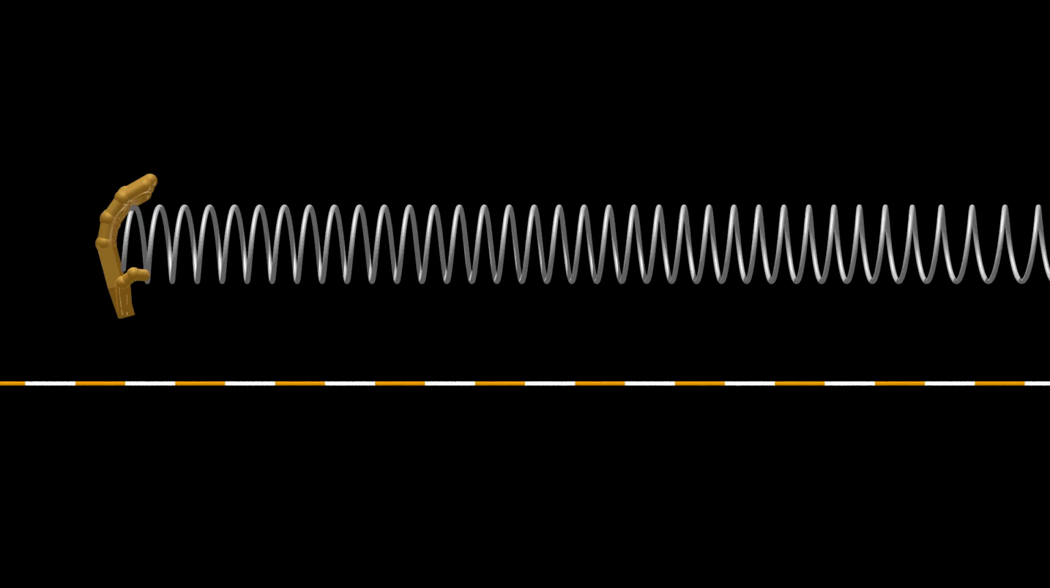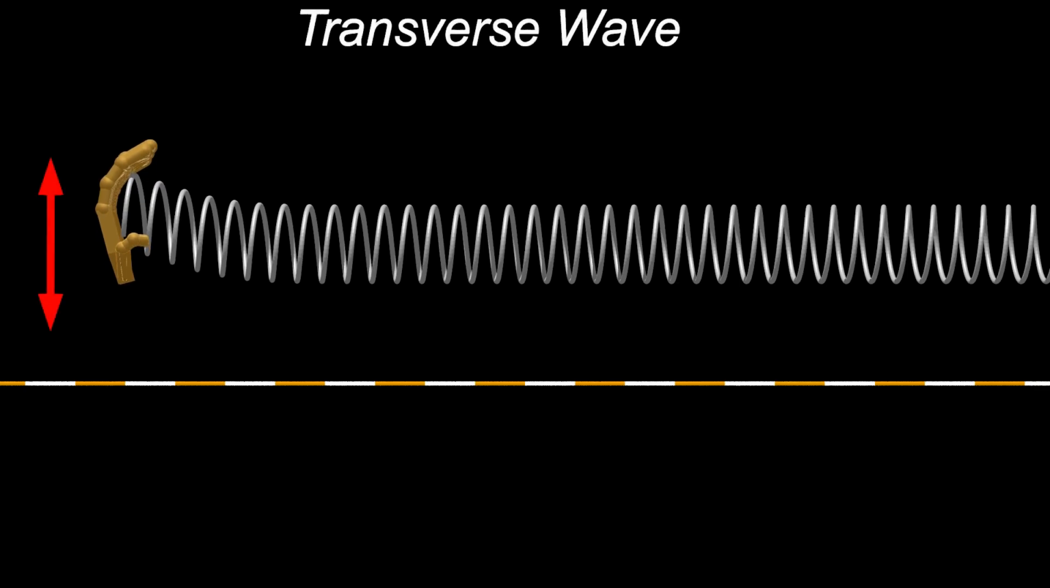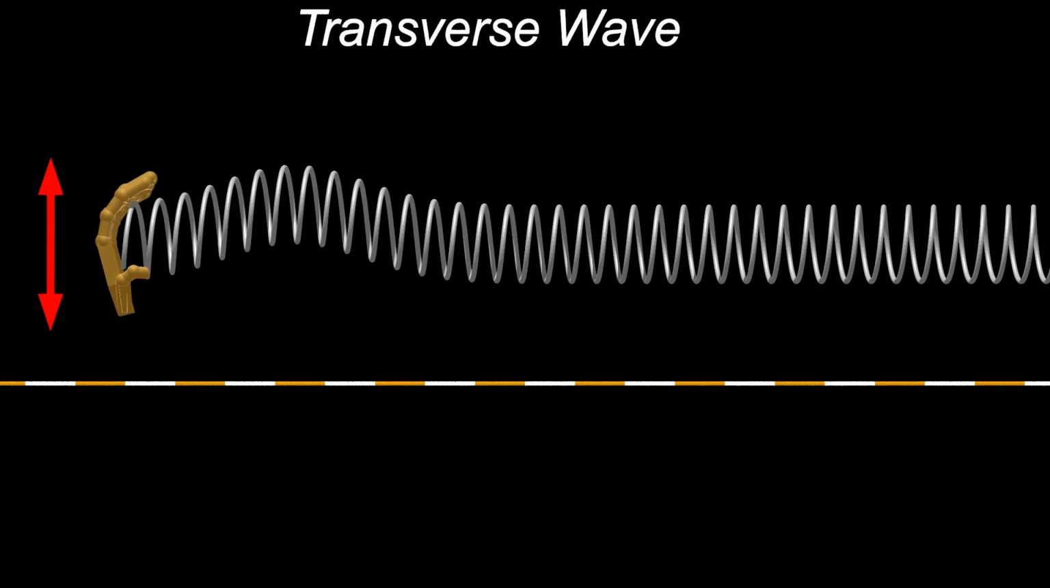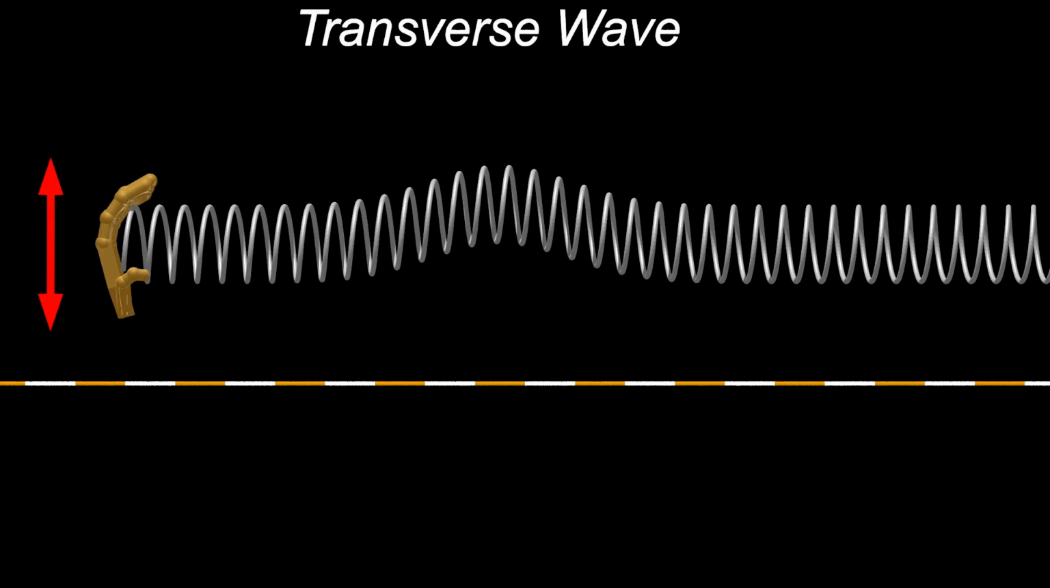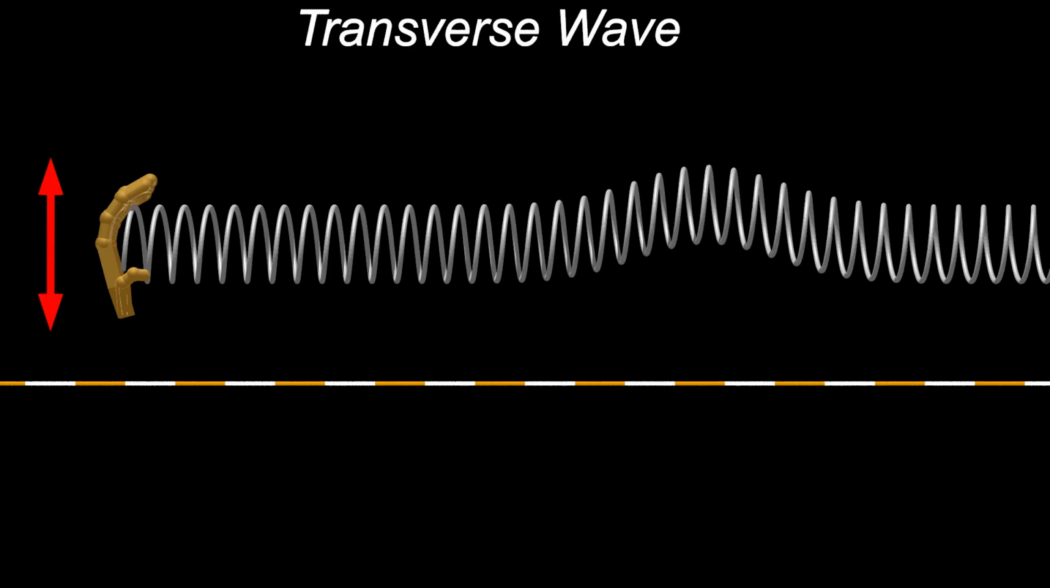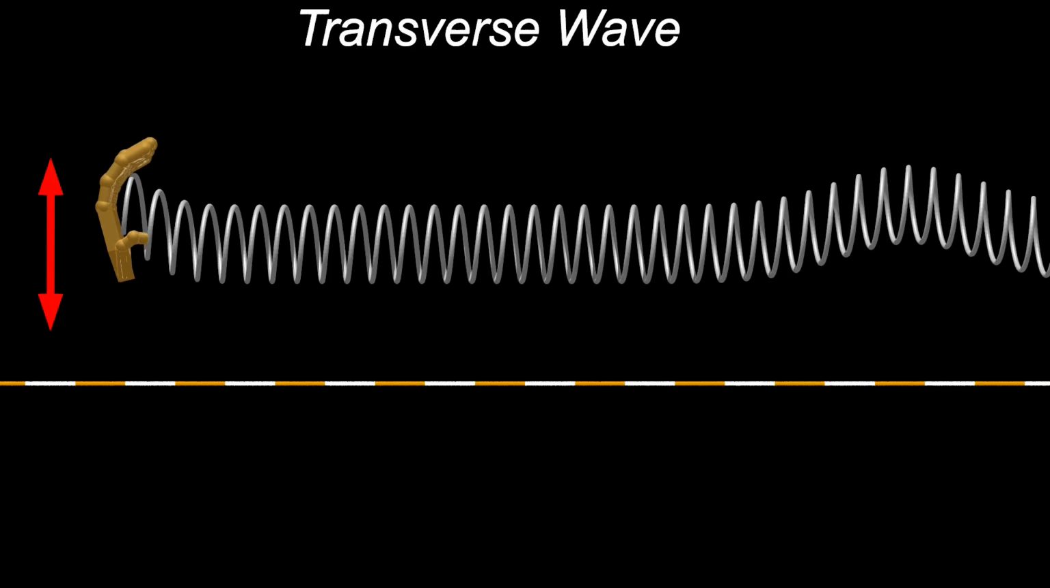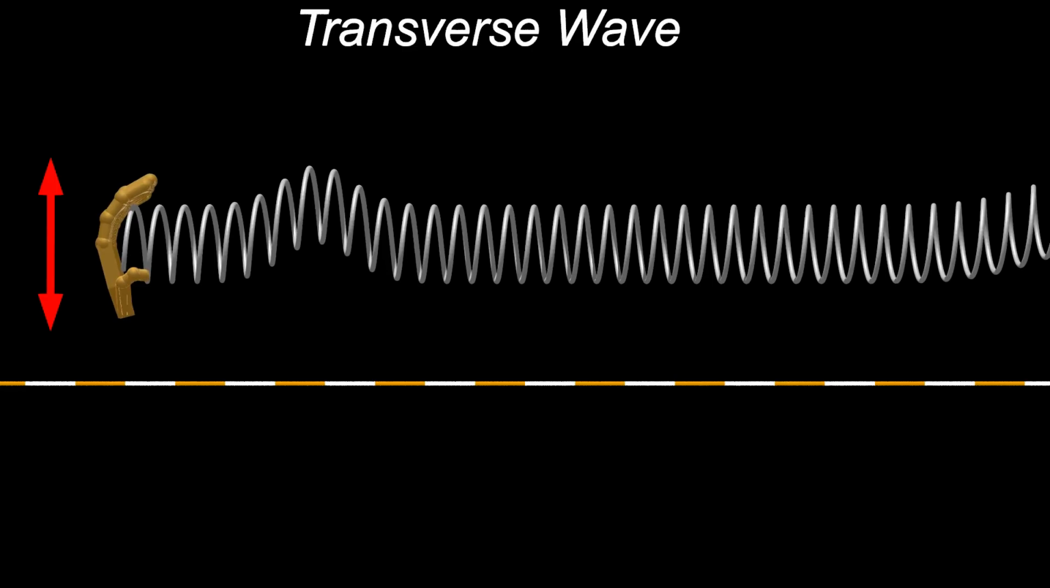The motion stops and the spring returns briefly to equilibrium. Now the hand moves up and down perpendicular to the length of the spring. This causes each individual coil to move up and down about its equilibrium position.